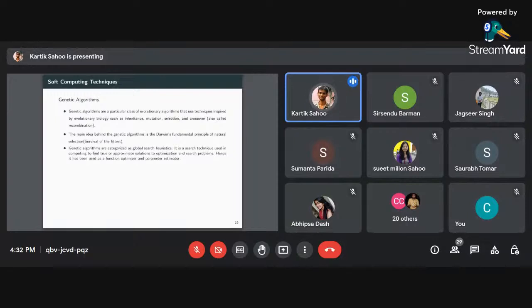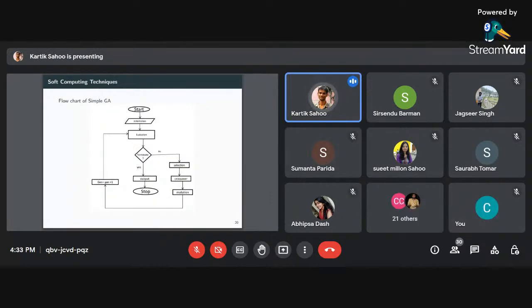So then we have different soft computing techniques that we can use. Out of those, the genetic algorithm is the most popular one, I guess. A genetic algorithm uses biological terms like inheritance, mutation, and selection for its working principle. The main idea is Darwin's fundamental principle, that is, survival of the fittest. That principle is used to select the better solutions.